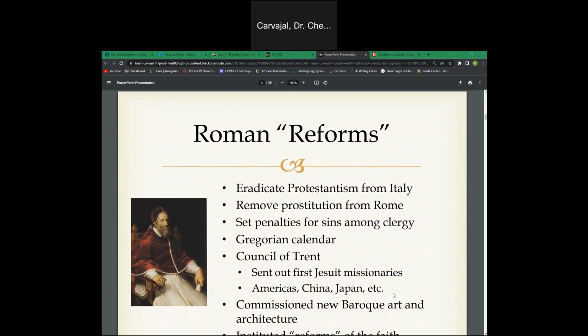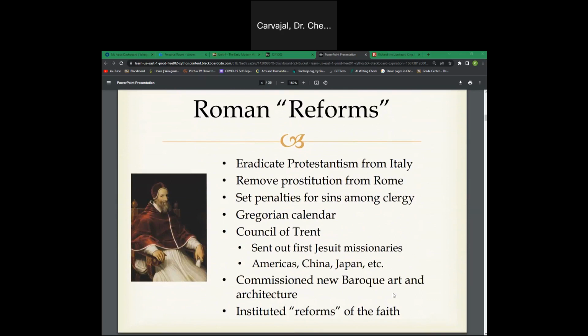The other reforms they did were essentially, let's eradicate Protestantism from Italy entirely. So they made it illegal. They wanted to create harsher penalties for clergy who were found to have done bad things, like if they broke their vows of celibacy and got a girl pregnant or something like that, or had an open mistress, which many popes in the past had. And they essentially said, no, we need to move all of this.